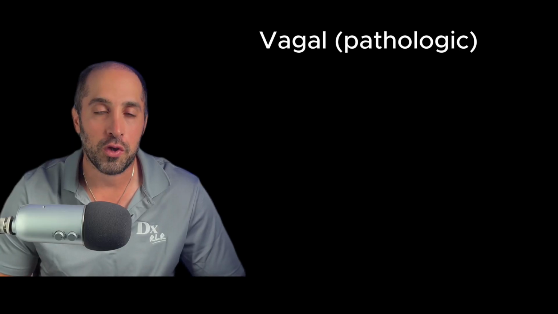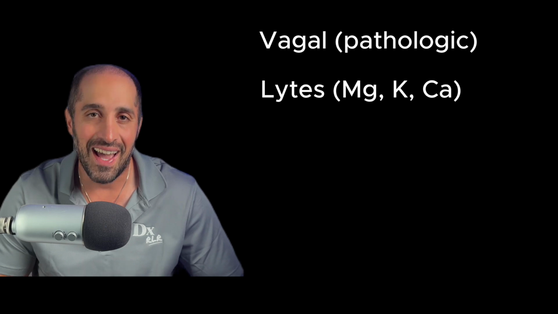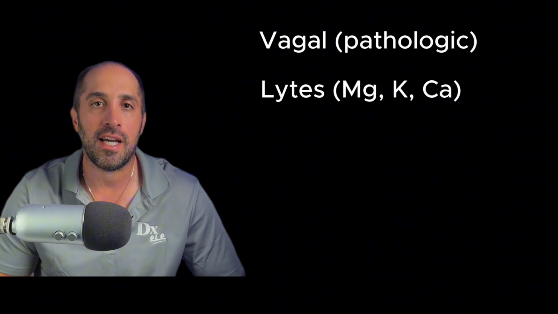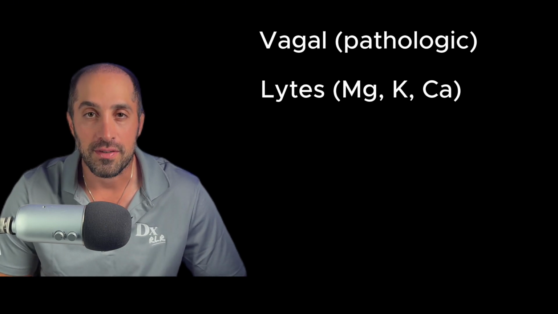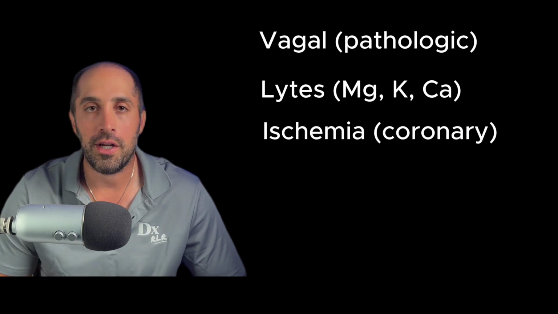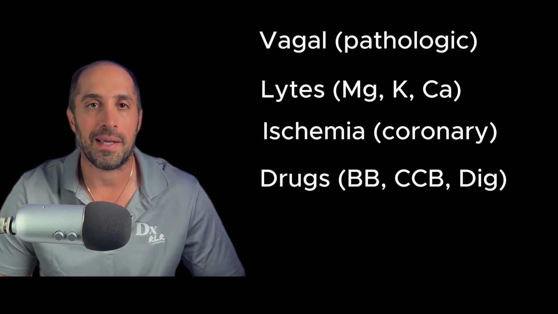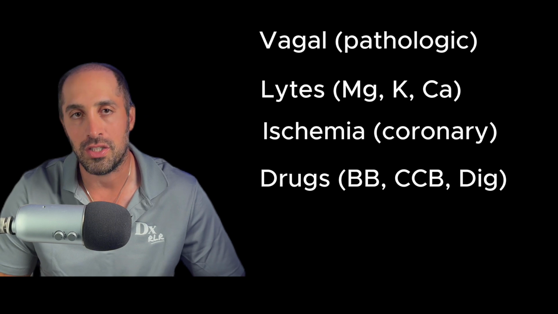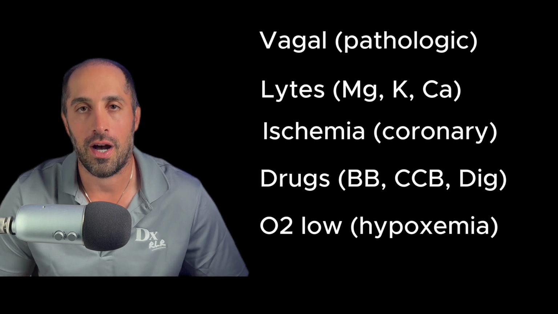So in step 3, you need a schema to approach sinus bradycardia. And here's a memorable mnemonic that will capture the majority of causes. V-LIDO, think lidocaine, V-LIDO. V stands for vagal tone that is pathologic. Lytes, specifically hyperkalemia, hypermagnesemia, hypercalcemia. I for coronary ischemia. D for drugs like beta blockers, calcium channel blockers, digoxin, and O for low oxygen.